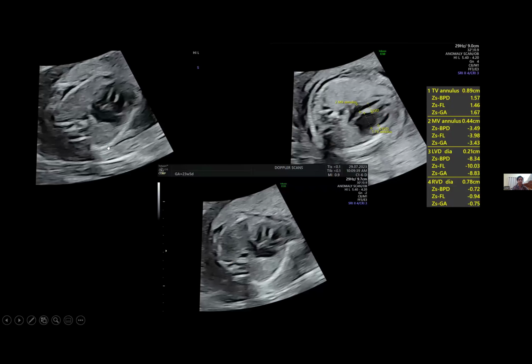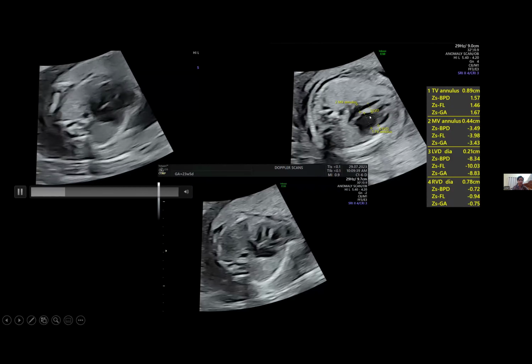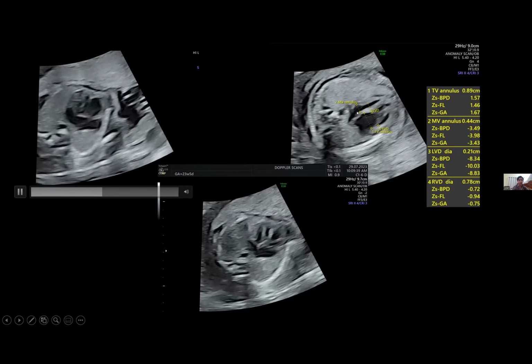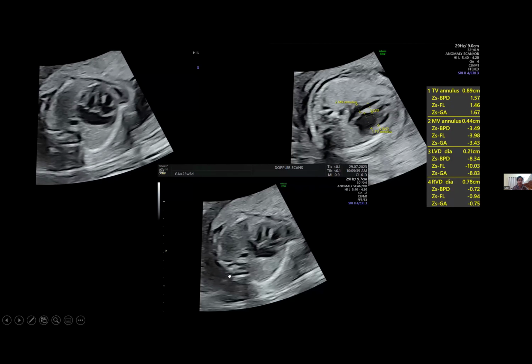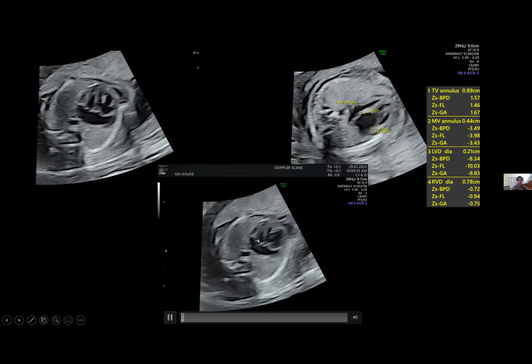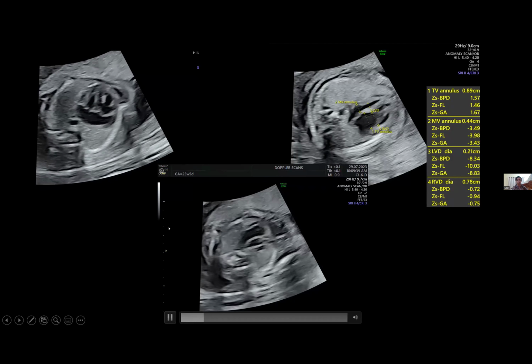Now, this was a second gravida referred at 23 weeks of gestation with a history of previous IUD. The 4-chamber view revealed a significant ventricular disproportion with right ventricular dominance, and the quantitative assessment showed markedly reduced mitral valve and left ventricular Z-scores. On the 3-vessel view, we can see the great vessel disproportion.